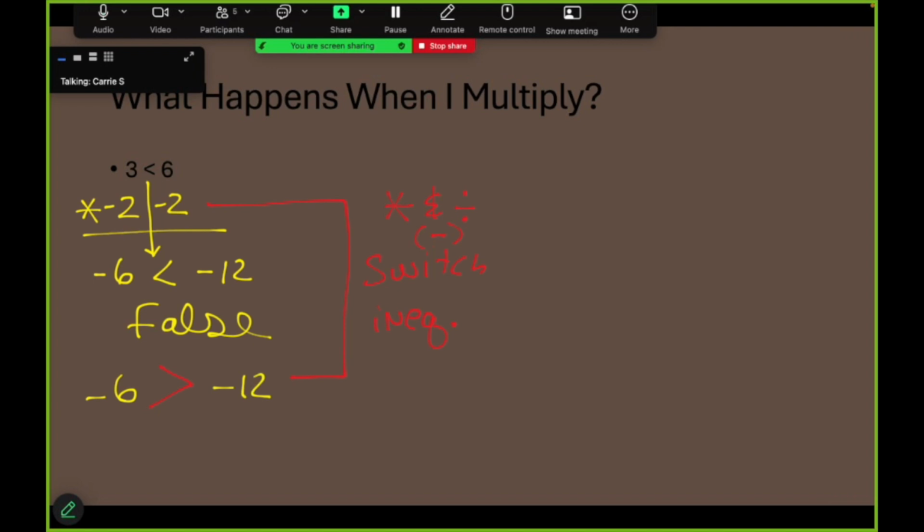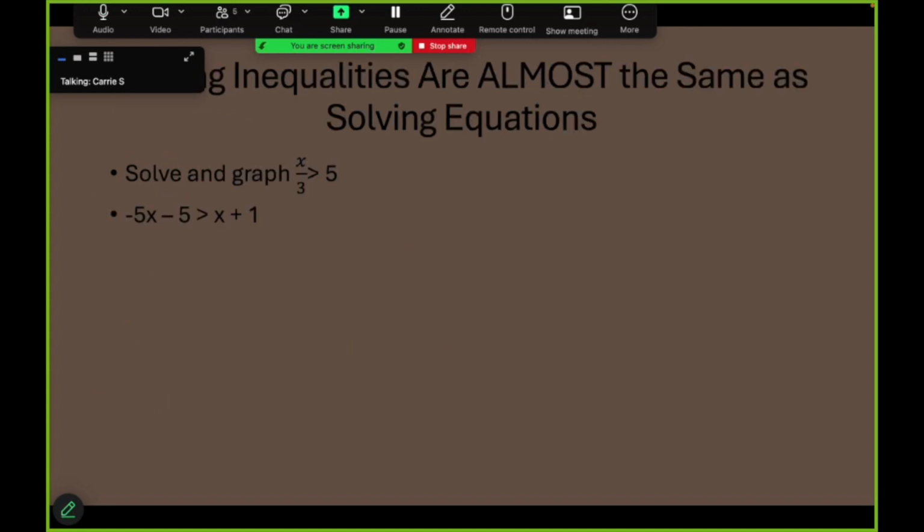Are you with me so far? That's a detail that you're going to have to remember. Let's do an example. Here's one. Oh, I didn't want that. Just a second. We're not going to do this one for a moment. We're going to do this one right here. I have x over 3 is greater than 5. How do I solve this?